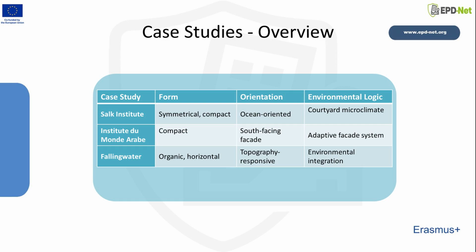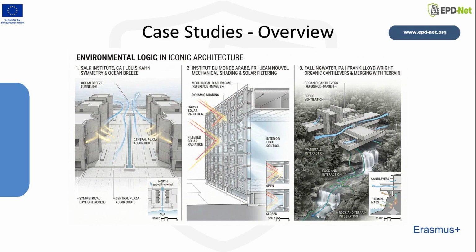Together, these three projects, the Salk Institute, the Institut du Monde Arabe, and Falling Water, illustrate different interpretations of the same principles: form shaped by orientation, and orientation guided by environmental logic. Each project transforms environmental awareness into spatial beauty, reminding us that sustainable urban and architectural design is not only about efficiency, it's about harmony, identity, and the enduring dialogue between people and place.